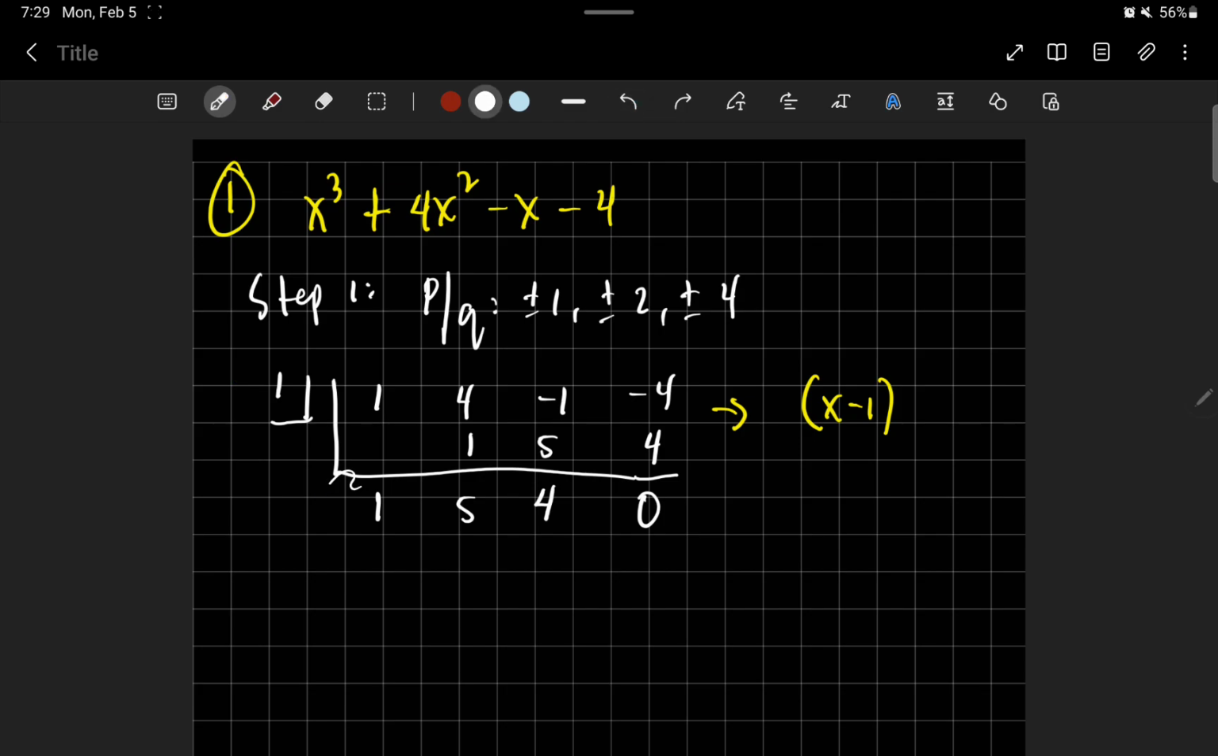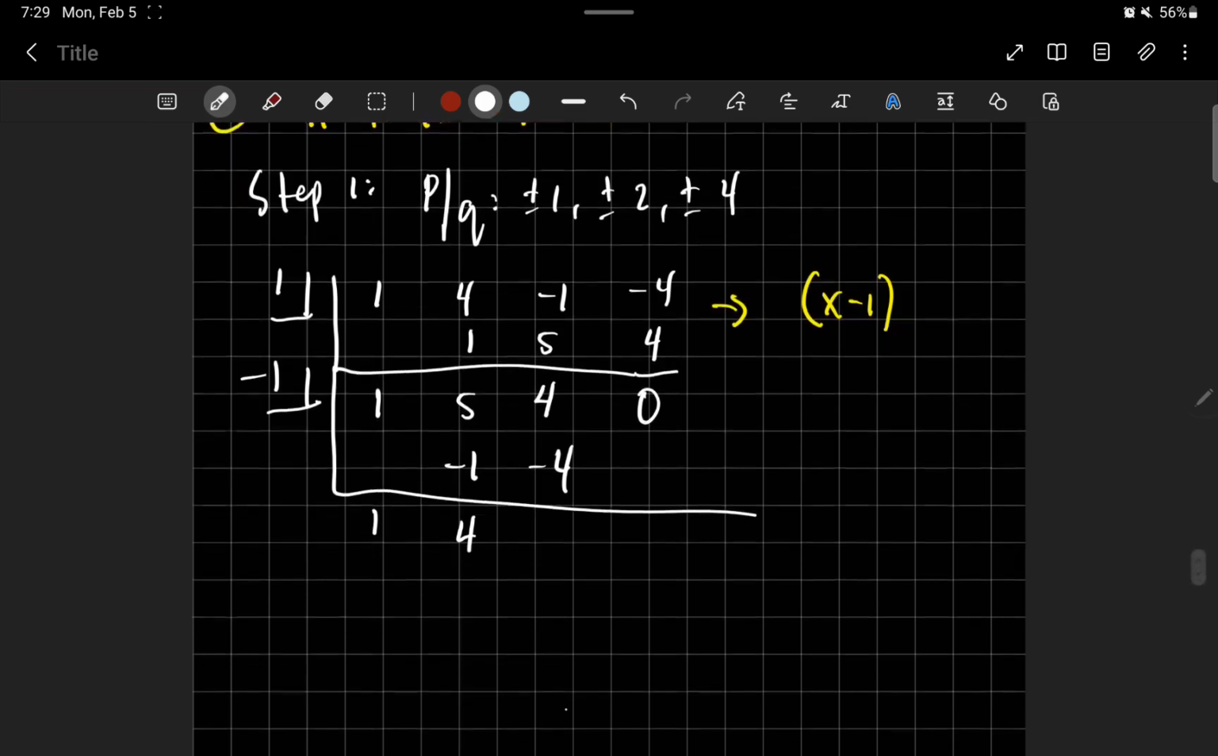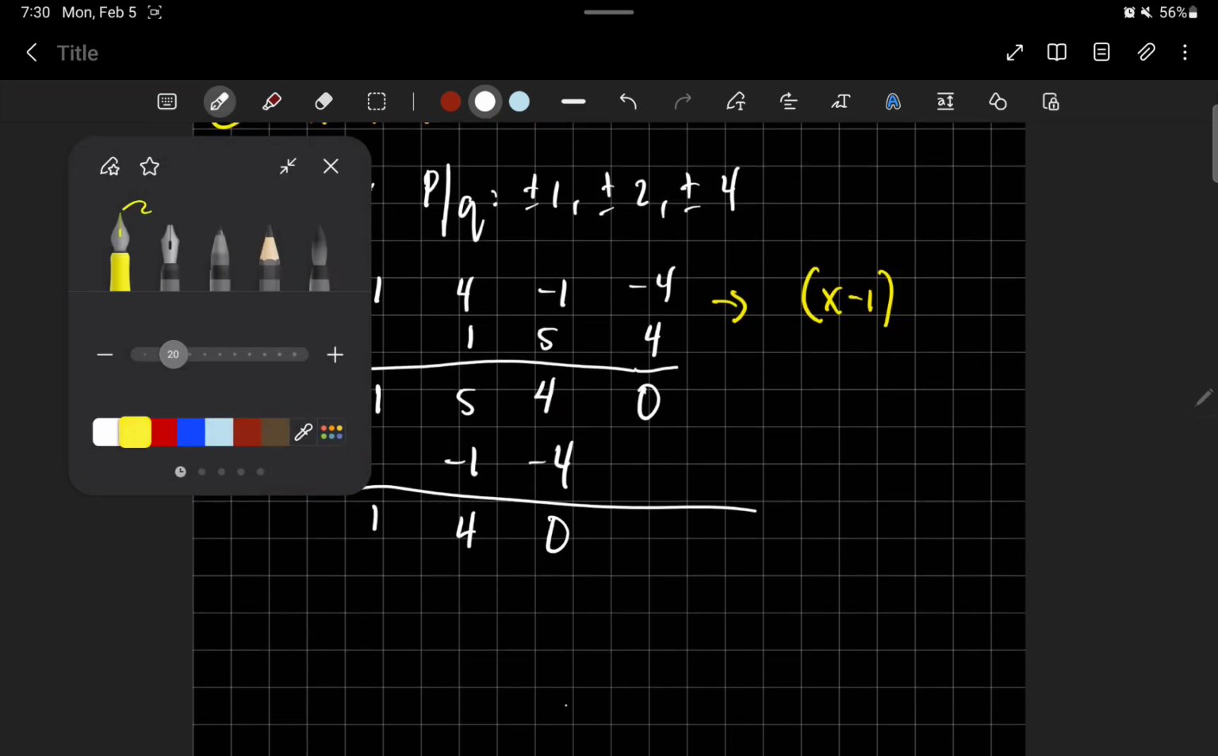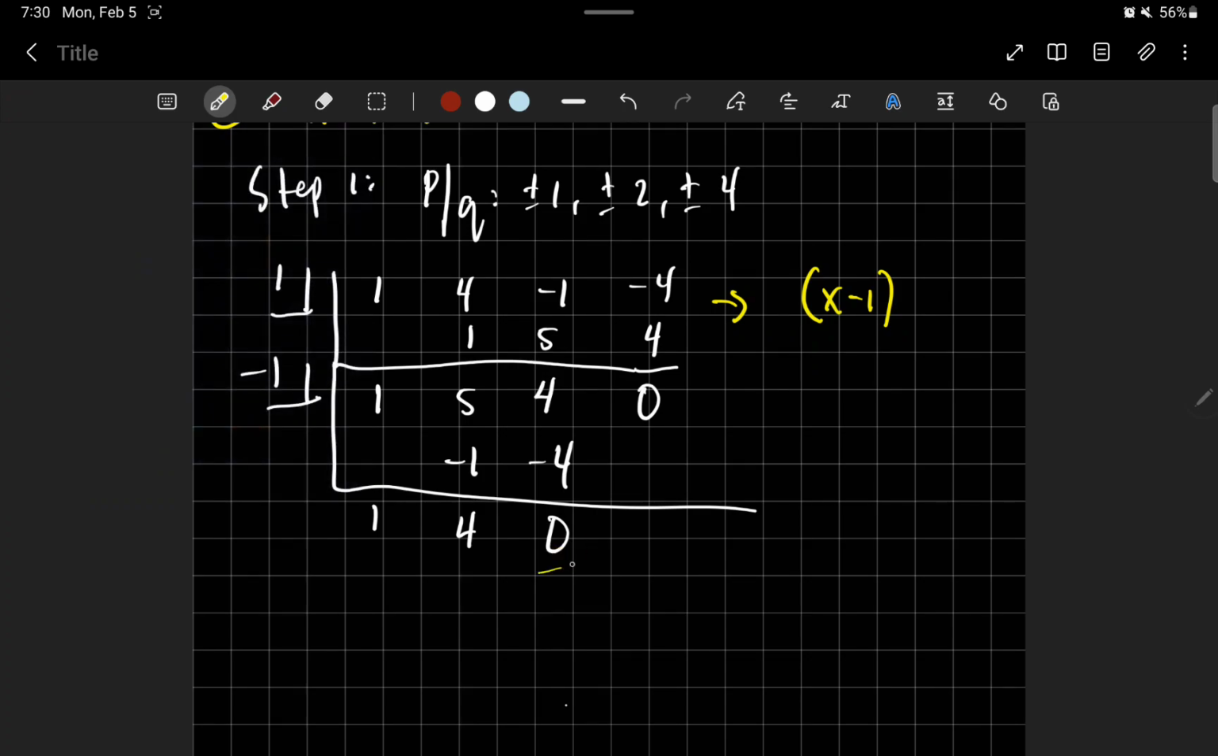So next, let's continue the synthetic division. Let's test for negative 1. So bring down 1. 1 times negative 1 is negative 1. 5 plus negative 1 is 4. And 4 times negative 1 is negative 4. And 4 plus negative 4 is 0. Therefore, negative 1, since it gave 0, is one of the roots. Therefore, the factored form is x plus 1. Right? When we write this as a factored form, that is x plus 1.